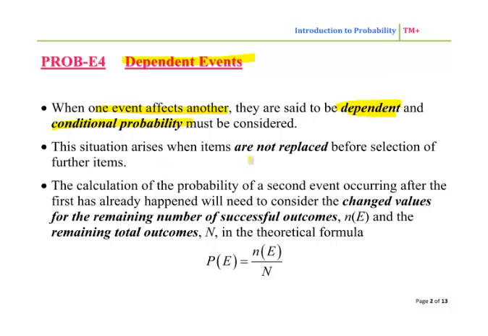Now, the situation arises when items are not replaced before we select further items. So, for example, if I pick a card from a deck of cards, if I don't put that back, whatever I chose the first time is going to affect whatever I choose second. Also, there's now only 51 cards to choose from. Now, the calculation of probability of the second event occurring after the first has already happened, you'll need to consider those changed values for the remaining number of outcomes, still using the same formula.